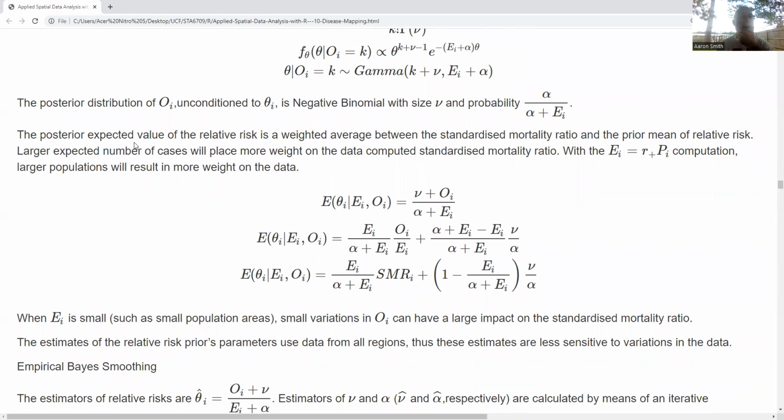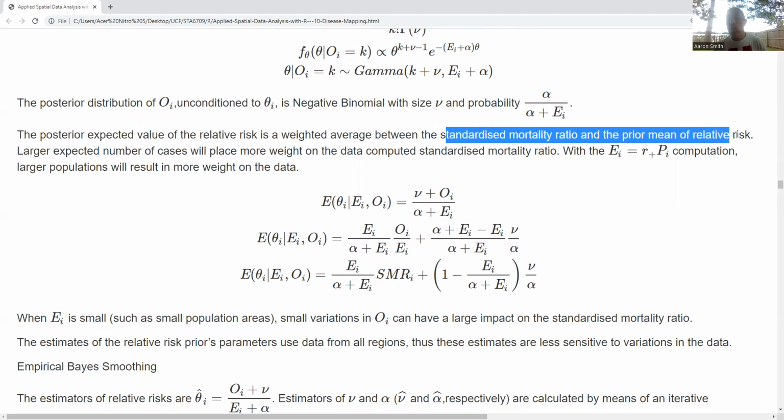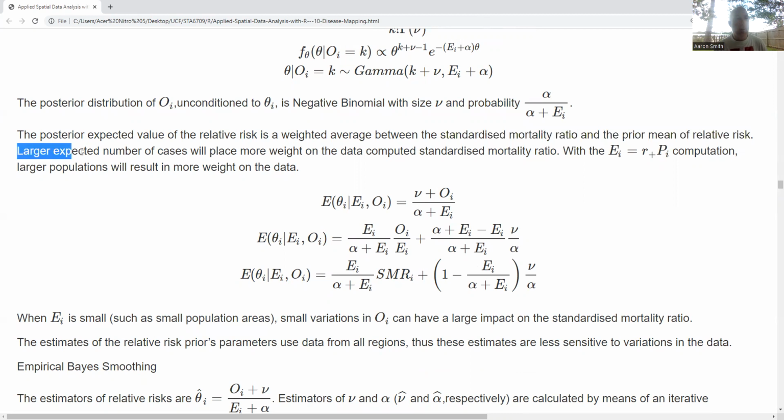All right, so if I take the posterior expected value of the relative risk, we see that's actually a weighted average between the SMR and the prior mean relative risk. The larger expected number of cases will place more weight on the data, which is how we get the standardized mortality rate. So if I have fewer expected cases, that's going to put more emphasis on the prior, not on the actual observed data.